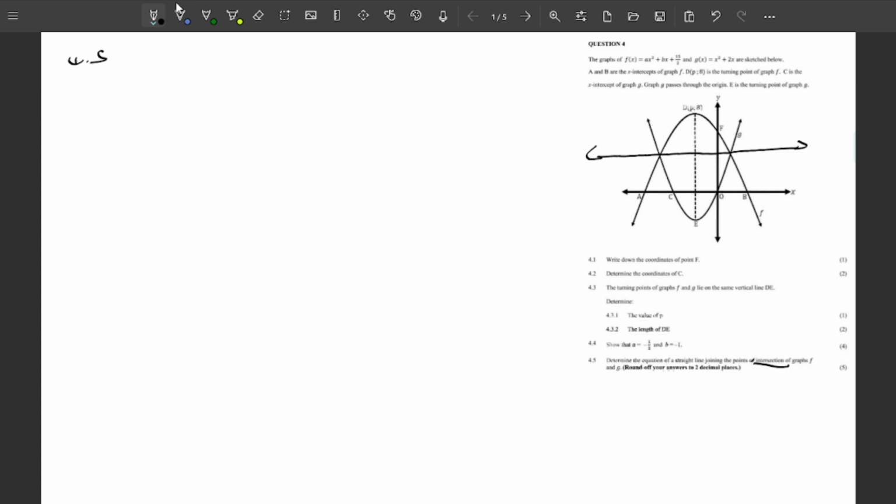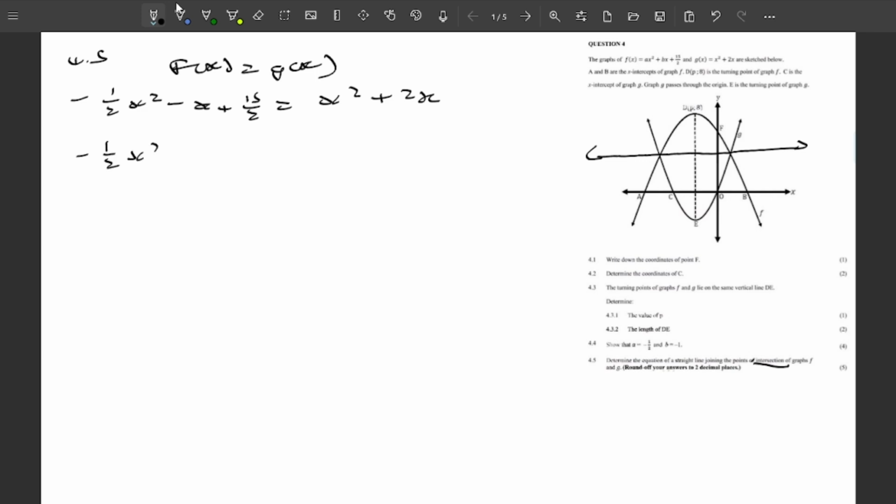So the point of intersection gave it away because they want us to combine the two equations. So we know that f(x) = g(x). Now f(x) is equal to -1/2 x² - x + 15/2 from the previous question. And g(x) is equal to x² + 2x. Now to simplify this, you're going to take everything to the other side, and it's going to be -1/2 x² - x² - x - 2x + 15/2 = 0.